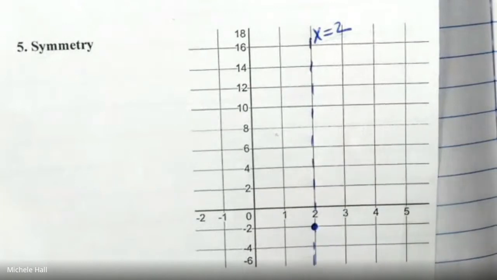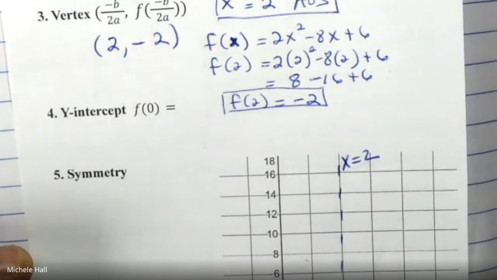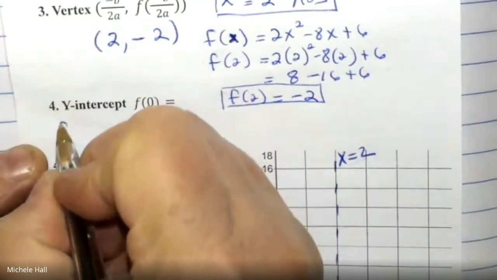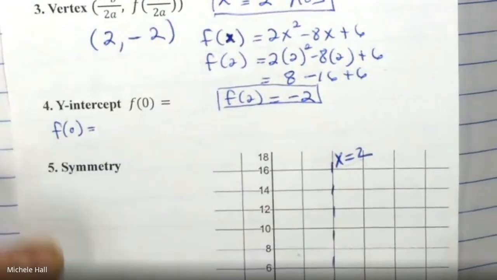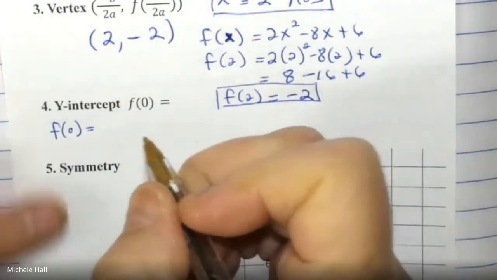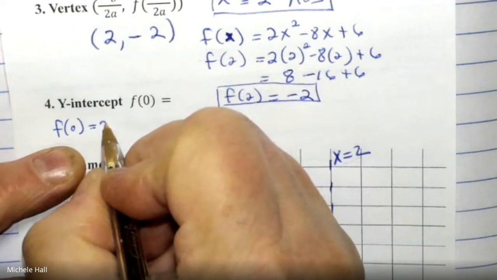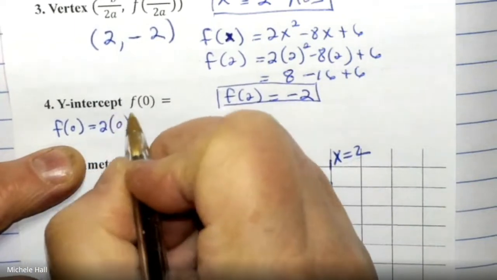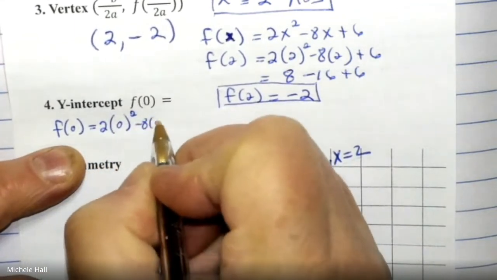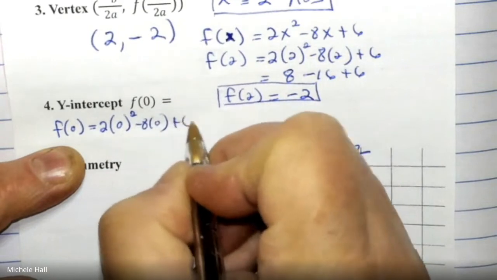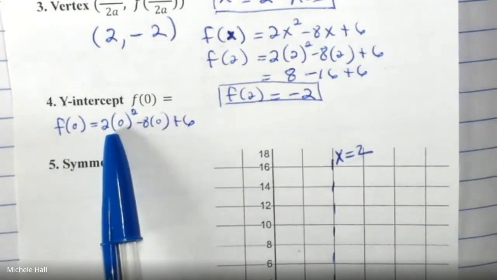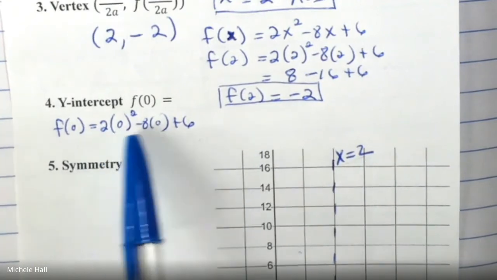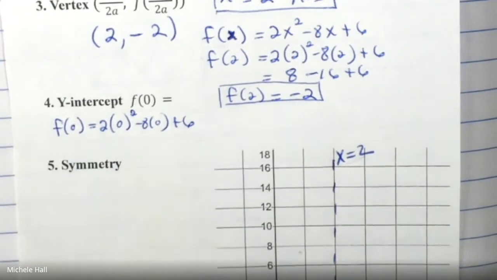The best next point to get is going to be the y-intercept, doing f of 0. Again, you're not going to do this every time, but it's important to know what you're doing right now. f of 0 means I'm substituting in 0. So we get 2 times 0 squared minus 8 times 0 plus 6. What's 0 squared times 2? 0. What's negative 8 times 0? 0. What's your final answer?